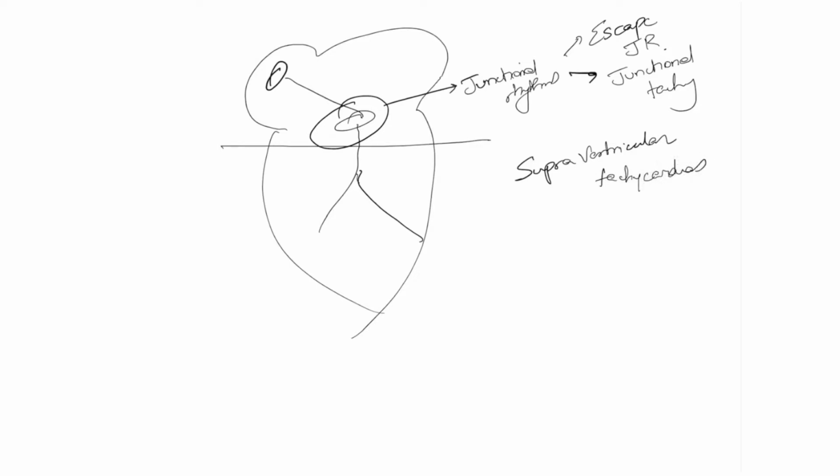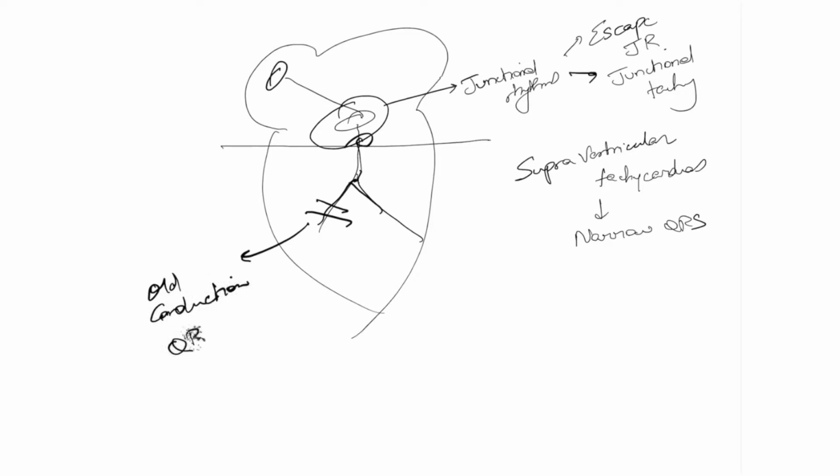And because all of them end up somewhere near the bundle of His, and following that, the conduction is essentially normal, these tend to be typically narrow. Now, are they always narrow? The answer is not necessarily. For instance, if a person has an underlying conduction defect to begin with, so old conduction defect, the QRS complex could be wide.